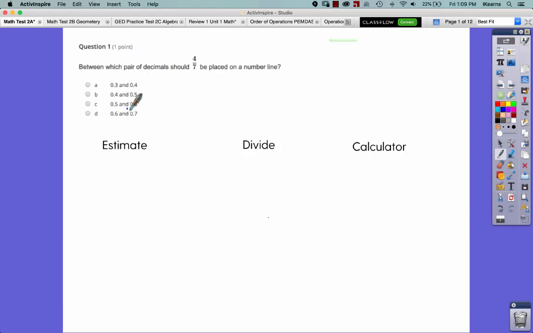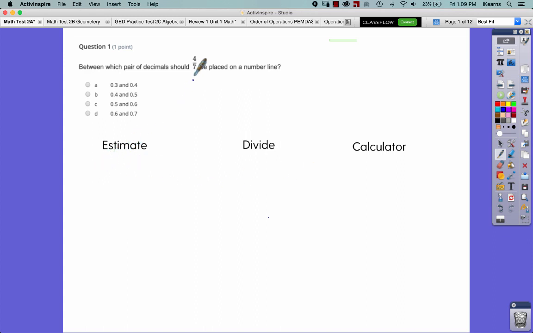Okay, question one. Between which pair of decimals would 4/7 be placed on a number line? So I'm going to show you three different ways of answering this. The first one is to just estimate. Most likely you will not be able to use a calculator on a question like this.